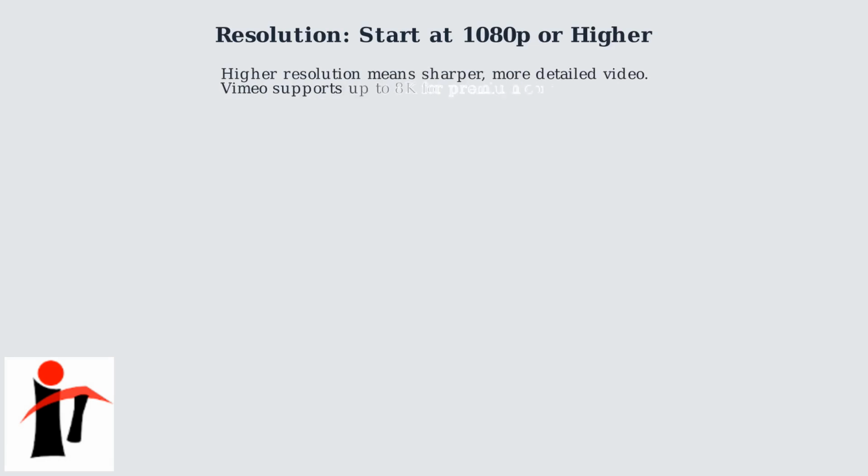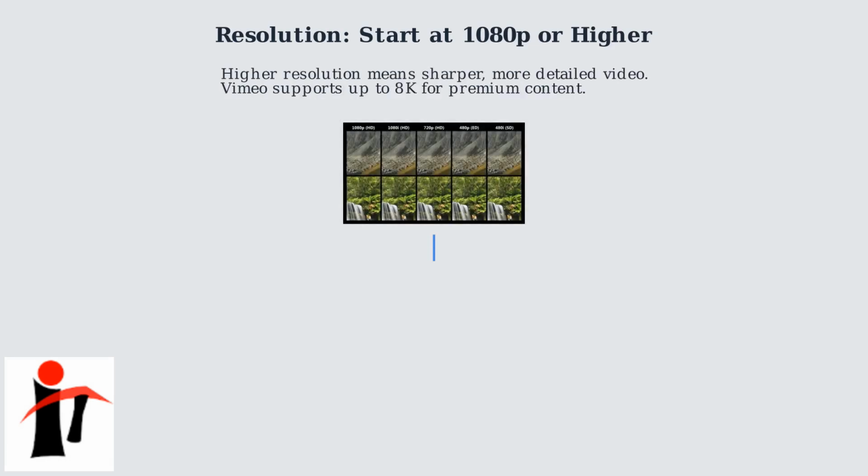Video optimization is crucial for maximizing viewer engagement on Vimeo. Properly optimized videos load faster, look sharper, and keep viewers watching longer. Begin with a resolution of 1080p or higher to ensure crisp quality. Vimeo now supports 8K uploads, providing exceptional clarity for professional content.